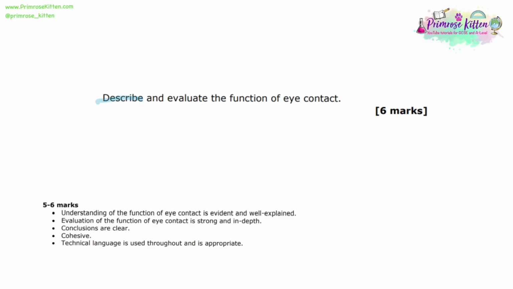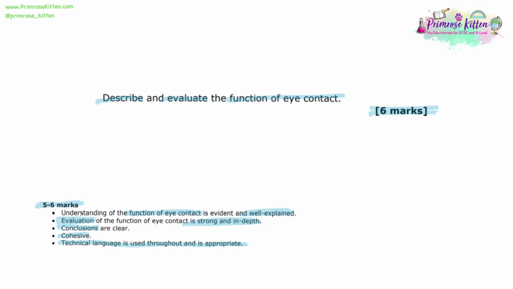Describe and evaluate the function of eye contact. There are 6 marks available for the question. The mark scheme here shows us what needs to be in the response in order to achieve the 5 or 6 marks of the top mark band. The response needs to show a clear, evident, well-explained understanding of the function of eye contact. And then the evaluation needs to be strong and in-depth. Conclusions made throughout the response need to be really clear. There should be a very clear structure, and technical language should be used throughout.